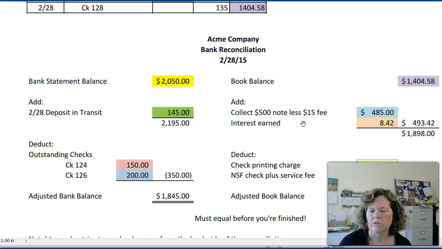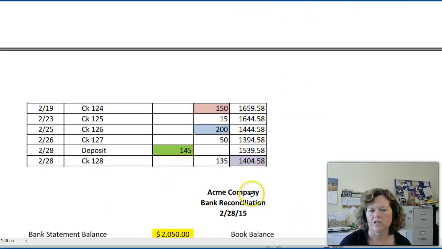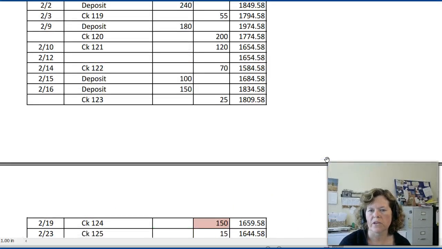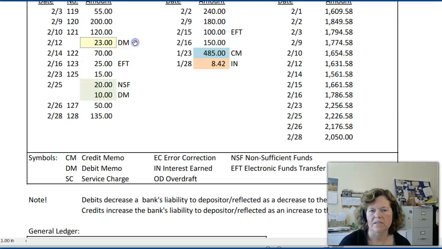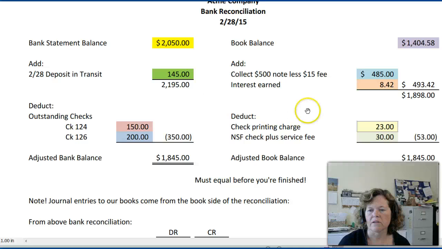We've got interest earned. Generally, you're not going to know about that until you receive your bank statement. They calculate the interest at the end of the month and add it to our bank statement. We can verify, yes, it's here on the bank statement. It's not shown on our books at the end of the month, so we need to add that in. Then we've got a couple of deductions. We've got a check printing charge of $23 that wasn't on our books. That's this debit memo up here on February 12th. The bank charged us for printing some checks and we just didn't know about it, so we need to add that to our books.